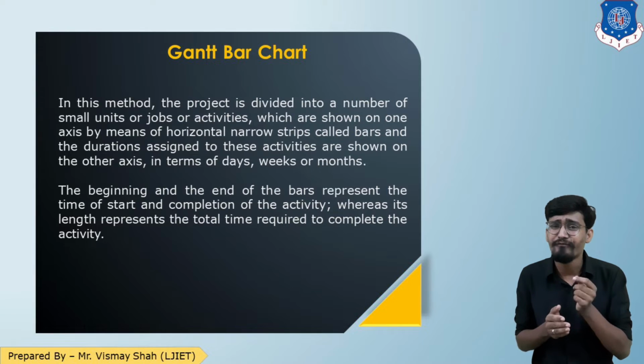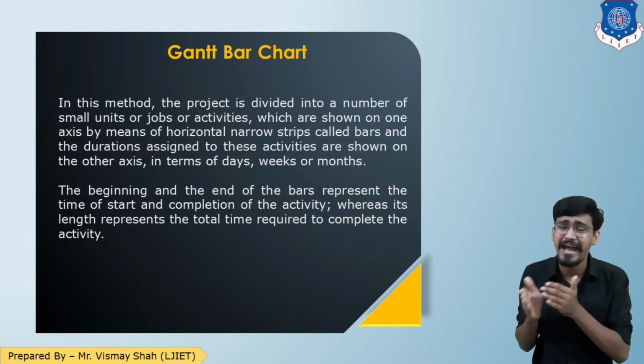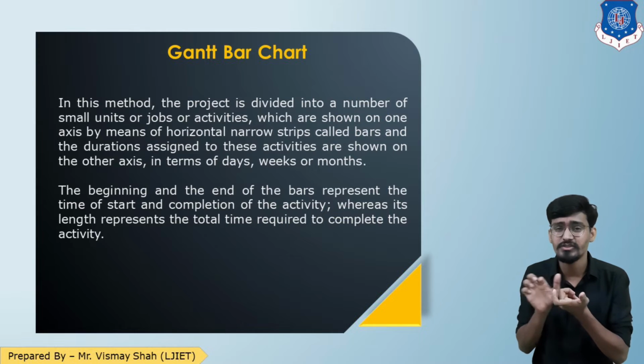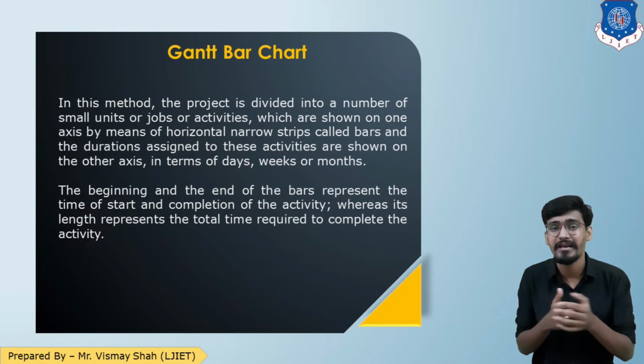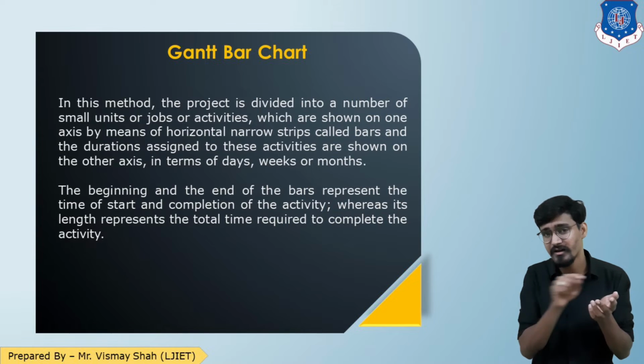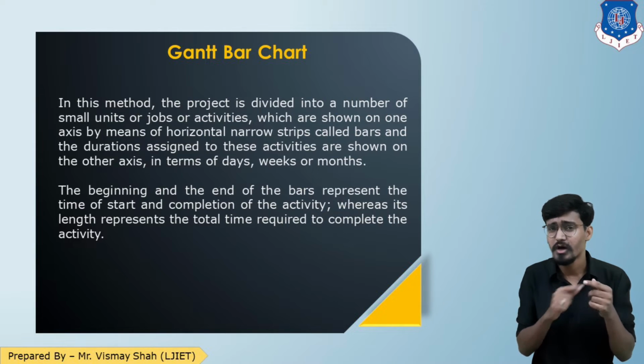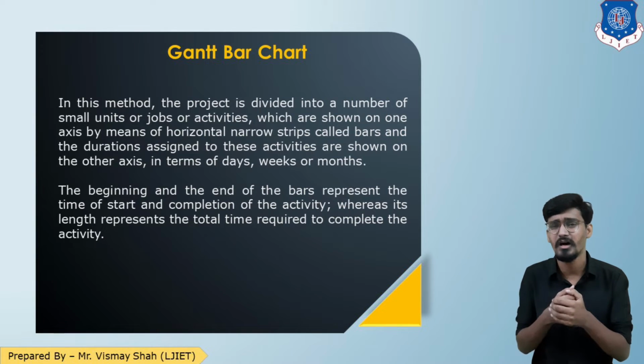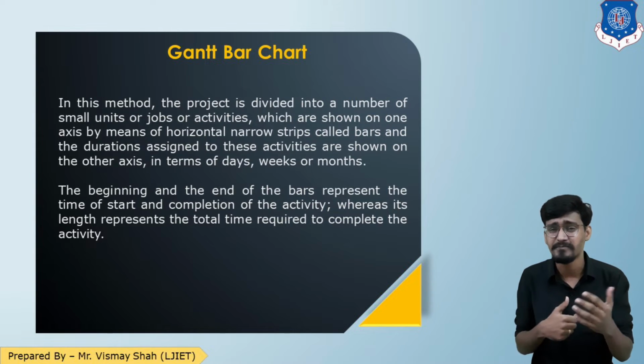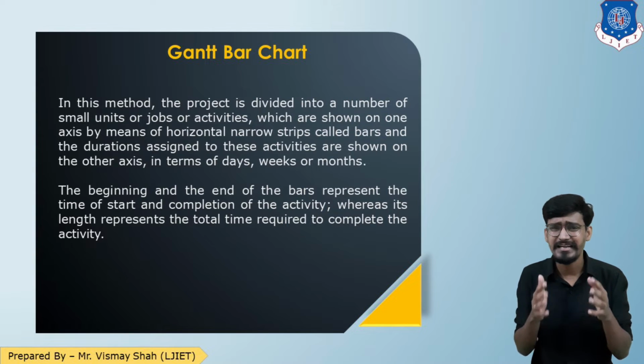The beginning point of any bar represents the start time of an activity, the end point of any bar represents the end time of an activity, and the length of that horizontal bar represents the total time taken by the activity. It is a point of common sense. Generally the x-axis carries the time, which is why we can make a horizontal bar, otherwise it would be a vertical bar. So the x-axis will always carry the time duration, while the y-axis always carries the activity names. I hope we are very clear about this bar chart.